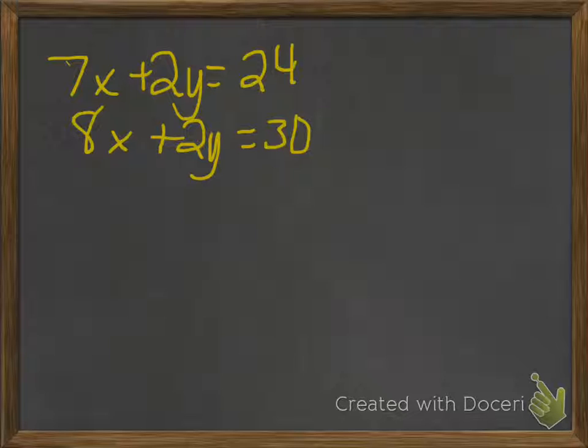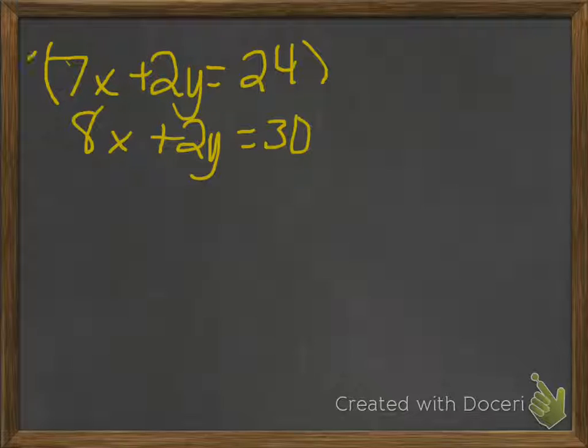Let's do one last example where we have to create a 0 pair. My example here is 7x plus 2y equals 24, and then 8x plus 2y equals 30. Again, my eyes go straight to the two y's because I have two y's. But as they are now, I cannot eliminate those because they're both positive. So as before, I'm going to have to multiply one of those by a negative. So I'm just going to choose the top one. Again, I could choose the second one.